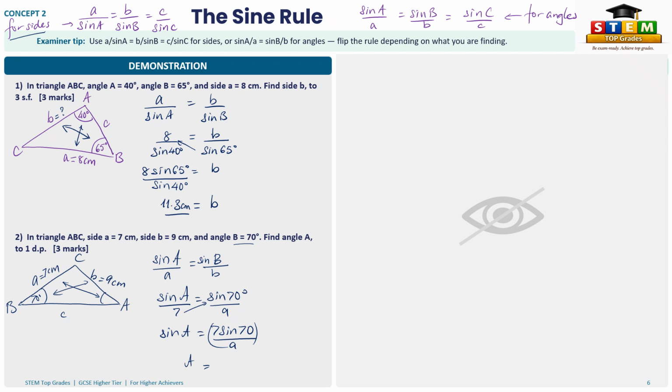And then what you do after that is you do sine inverse of whatever value you get from your calculator. So let me write it here. So sine of 70, and that's on top of 9, and the angle that you're going to get is 46.9 degrees.